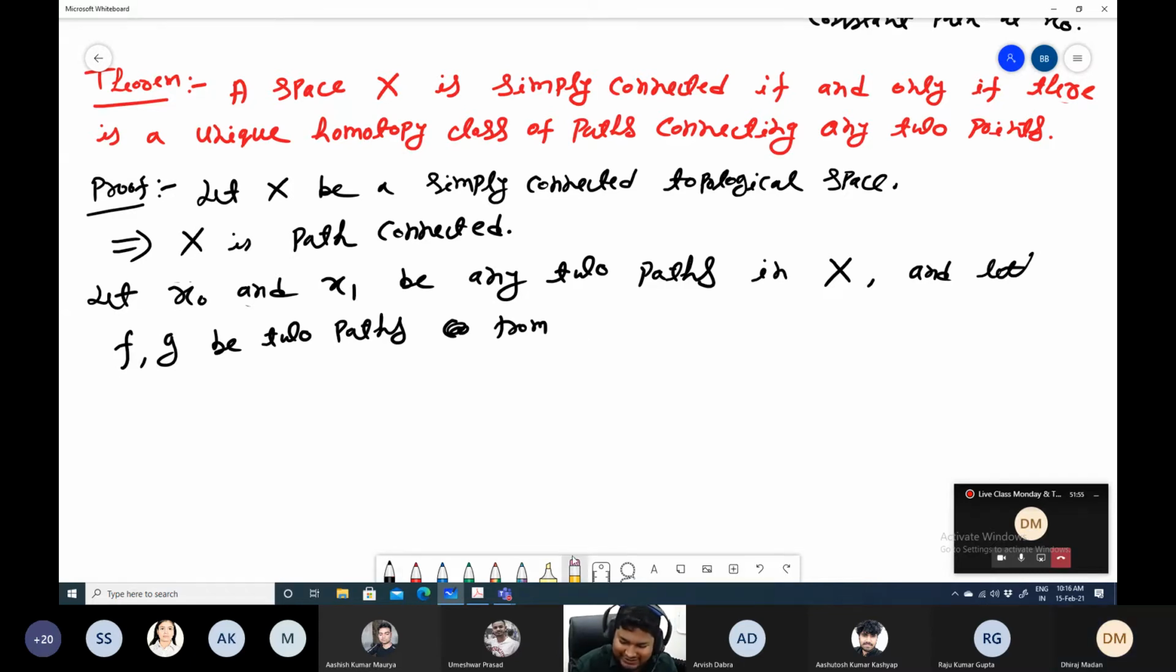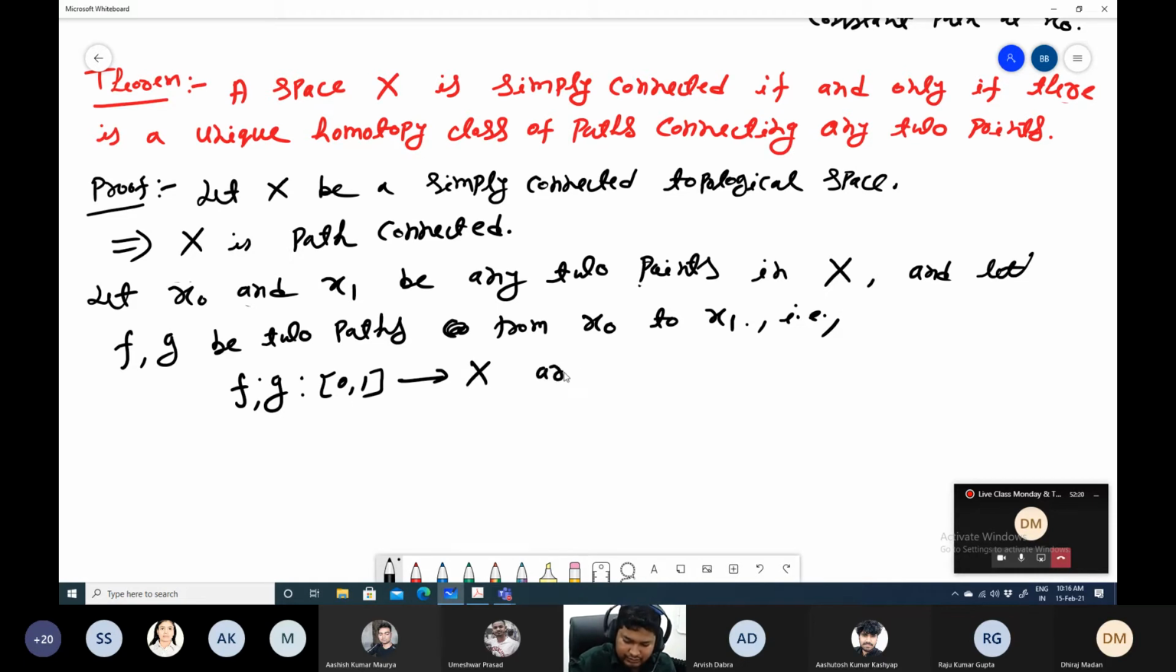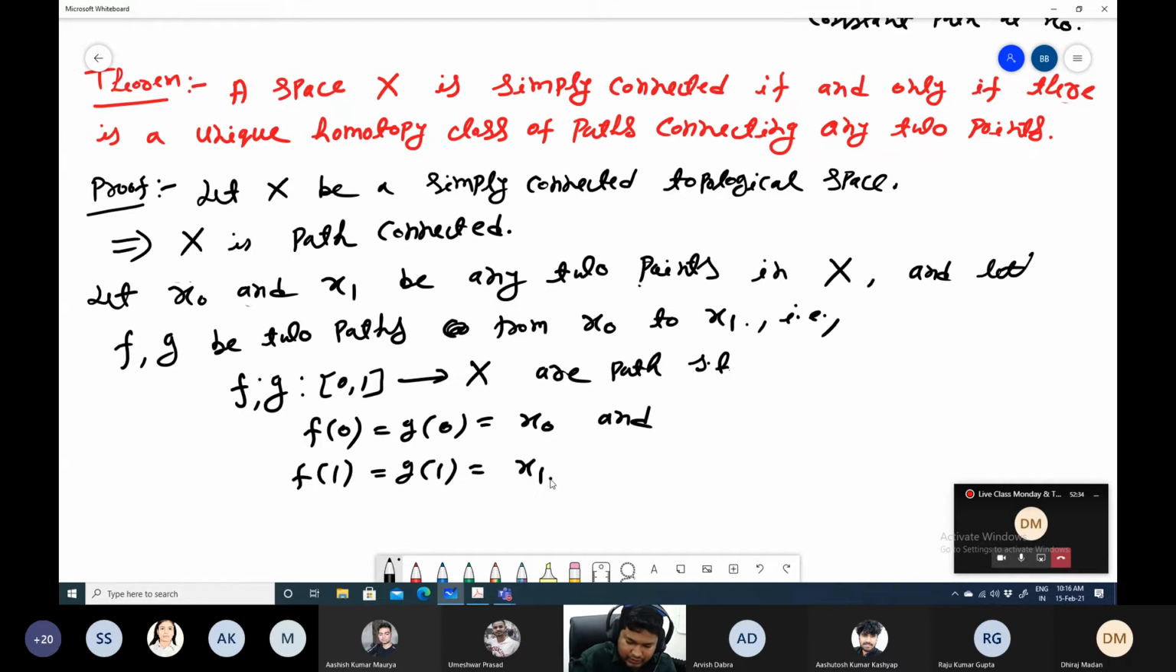Right. Any two points in X, and F and G are paths from x0 to x1. Okay. So F and G both are continuous functions. These are paths such that F(0) = G(0) = x0 and F(1) = G(1) = x1. So this is the case actually. This is my x0, this is my x1, and say this is my F, and this is my G.